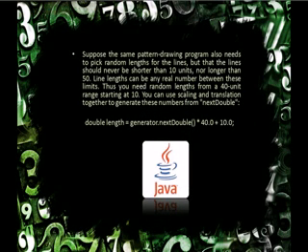Suppose the same pattern drawing program also needs to pick random lengths for the lines, but that the line should never be shorter than 10 units, no longer than 50. Line lengths can be any real number between these limits. Thus, you need random lengths from a 40 unit range starting at 10. You can use scaling and translation together to guarantee these numbers from nextDouble.